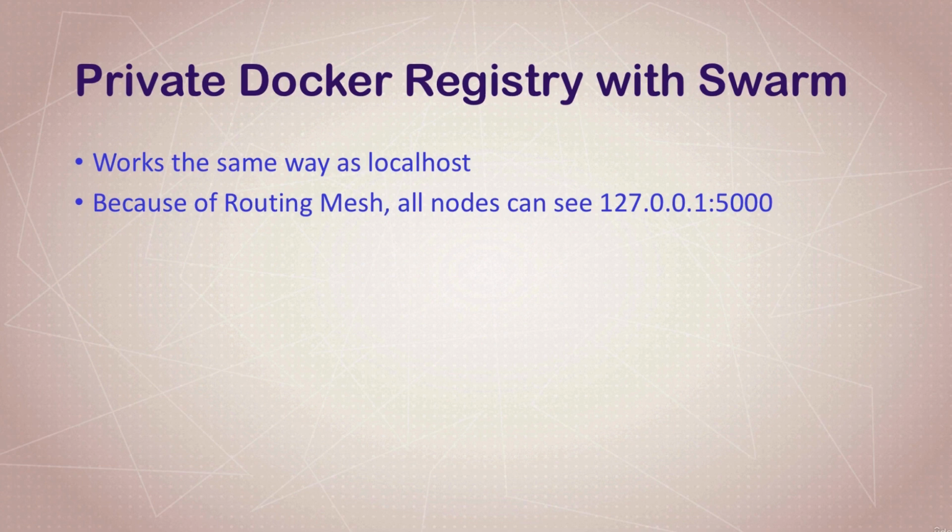So we'll use the same 127 address. And we don't have to enable the insecure registry because that's already allowed by the Docker engine. And the routing mesh basically allows all the nodes to talk to the registry as if it's local, right? Because that's kind of the magic of the routing mesh.